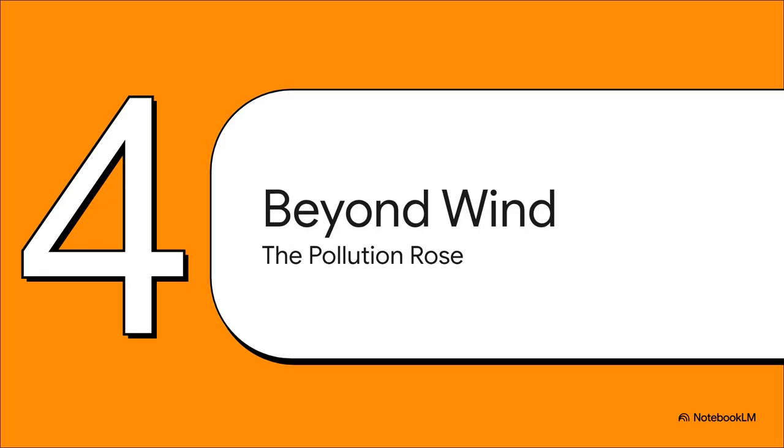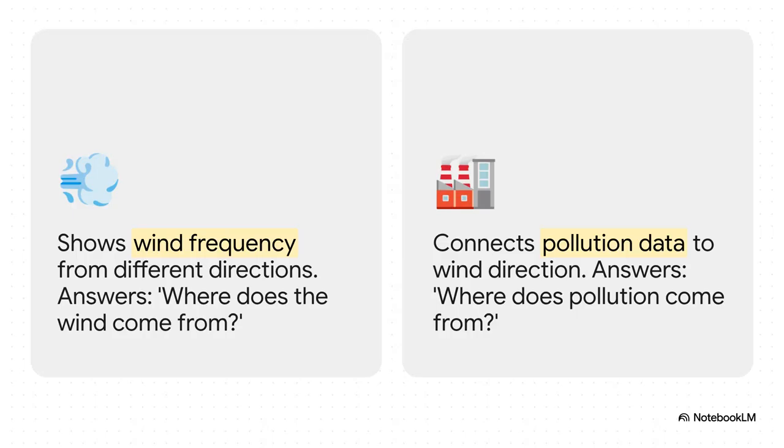The whole concept of the windrose is so effective that people have actually adapted it to do more than just track the wind. Scientists can use the exact same visual idea to answer much more specific questions about our air. And this leads us to something called the pollution rose. It's a subtle but really powerful evolution. A standard wind rose answers the question, where does the wind usually come from? But a pollution rose answers, from which direction is the most pollution actually arriving? It directly links wind patterns with air quality.